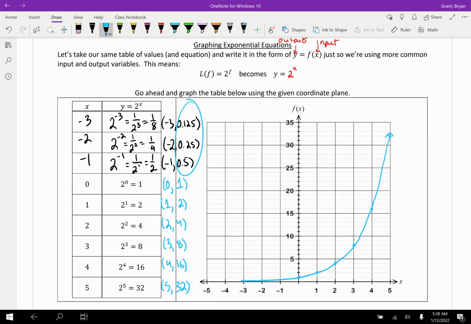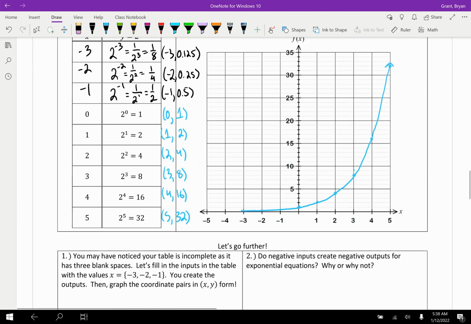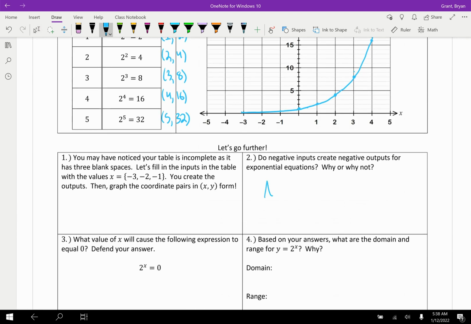Well, are any of these outputs negative? No, they're all numbers that are still greater than 0. They're all positives. So no, right? Negative exponents create positive fractions.